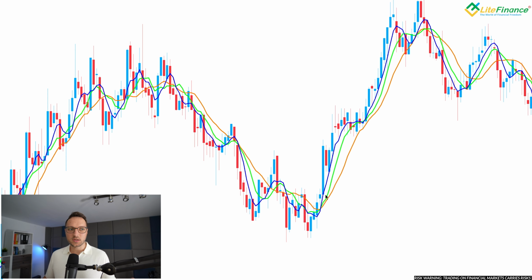As for the rules on how to trade this strategy, where to place a stop loss and take profit, I think the 3-2-1 rule is the best.